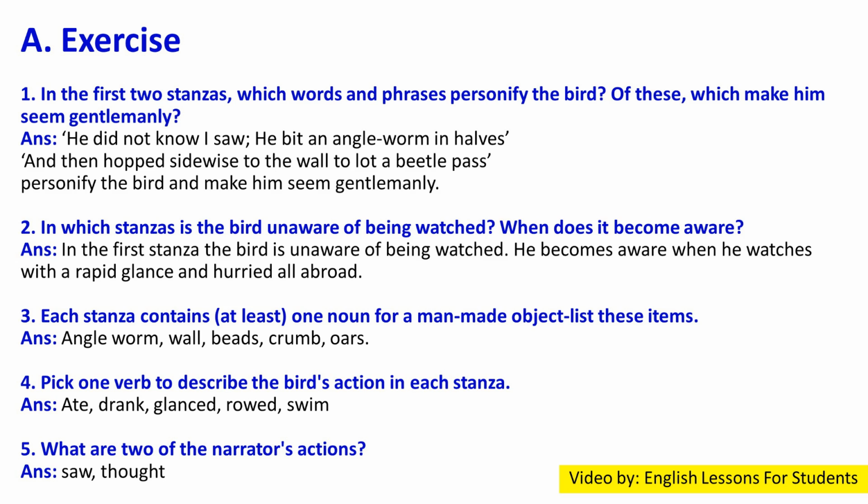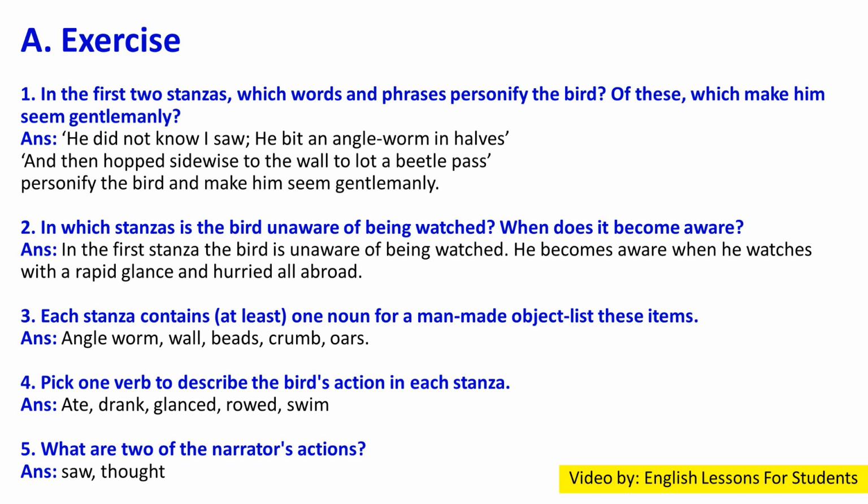Exercises A, questions. 1. In the first two stanzas, which words and phrases personify the bird? Of these, which make him seem gentlemanly? Answer. He did not know I saw. He bit an angled worm in halves, and then hopped sidewise to the wall to let a beetle pass. These personify the bird and make him seem gentlemanly.